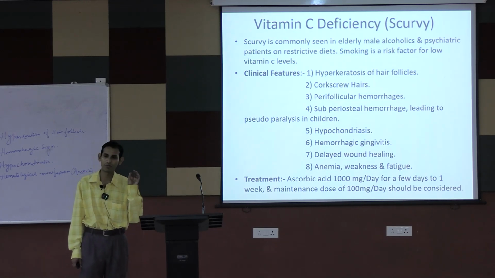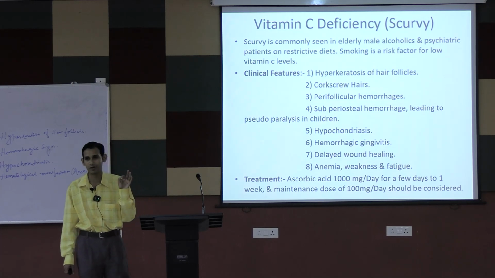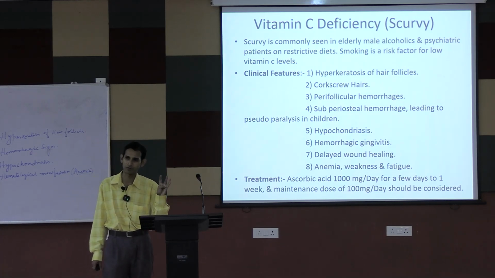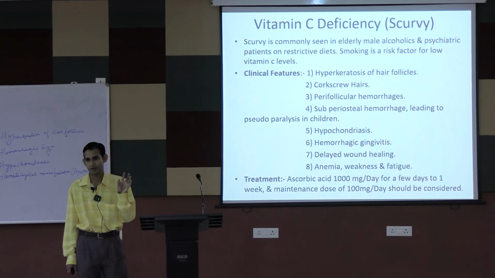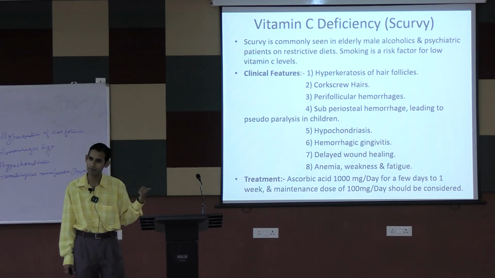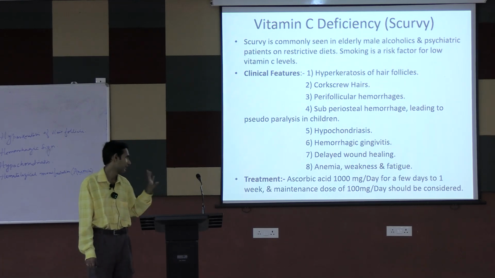So, in scurvy, you have to remember just 2 or 3 points. It is particularly common in chronic alcoholics, smokers and psychiatric patients, but it can occur in other dietary deficiency. Most important, you have to remember the clinical feature 4H, that is hyperkeratosis of the hair follicle and corkscrew shaped hair, perifollicular hemorrhage, and also hemorrhage from other sites, that is ecchymosis of the lower extremities, subperiosteal hemorrhage leading to inability to move the limb and pseudoparalysis, hypochondriasis, that is the health related anxiety problem, and hematological sign, that is recurrent and repeated hemorrhage leading to anemia, weakness and fatigue.